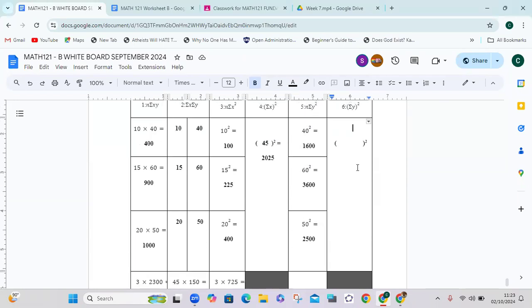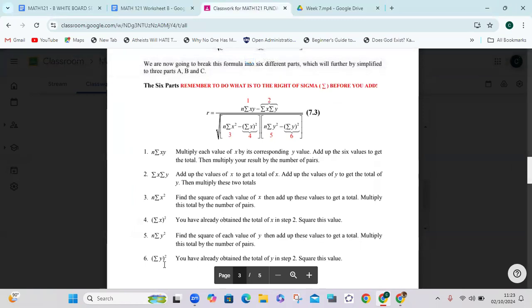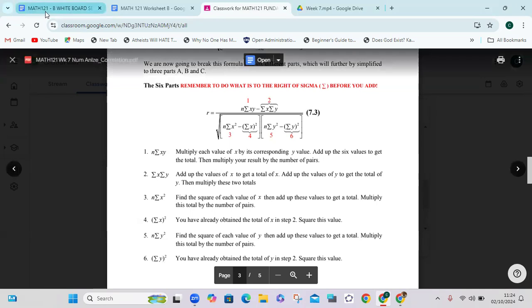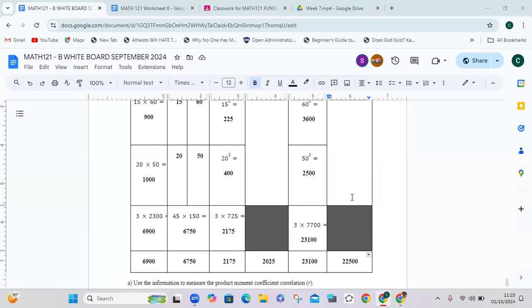So now we are going to find the last number, the 6th number. So let's go to the instruction to see how this can be done. Is it the sum of y in a bracket all squared? You must do what's in the bracket first, which is the sum of y. So that's why it says you have already obtained the total of y in step 2. So all we need to do is to square this value. Our sum of y is 150. So all we need to do is to square 150. So 150 squared is 22,500. So now we've got the 6 numbers.